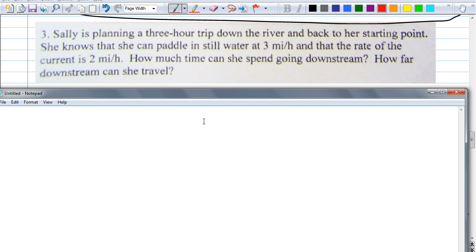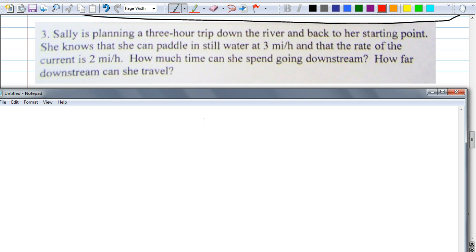And what is it that we want to find? Yeah. The time she spent going downstream. Why do we need to know how long she could go downstream? Because we want this trip to be how many hours? 3 hours. Does that make sense? So she wants to know how long she could go downstream before she comes back up.